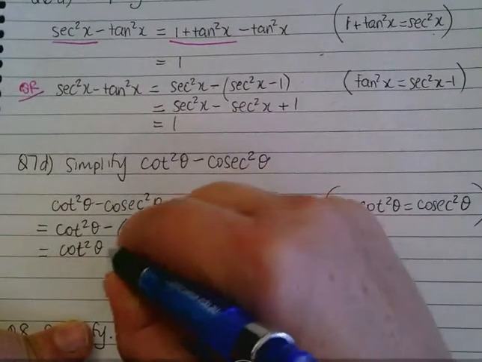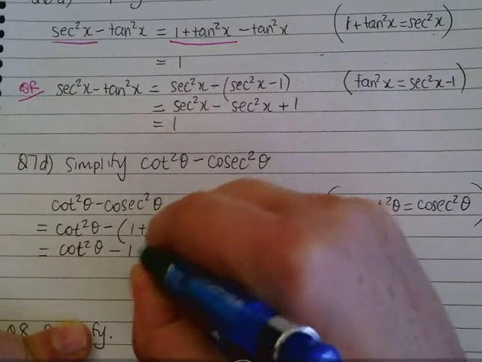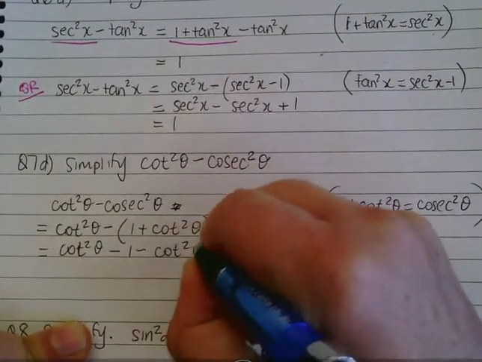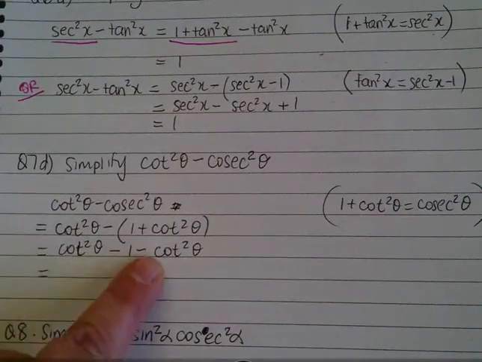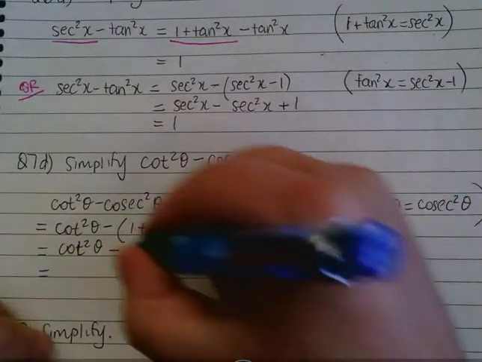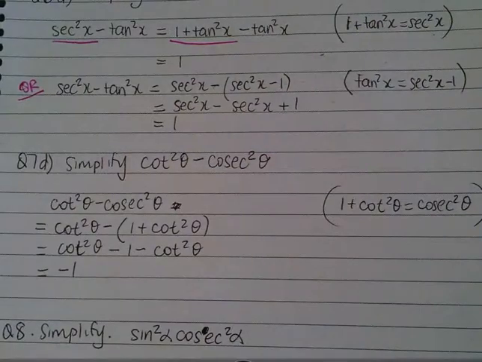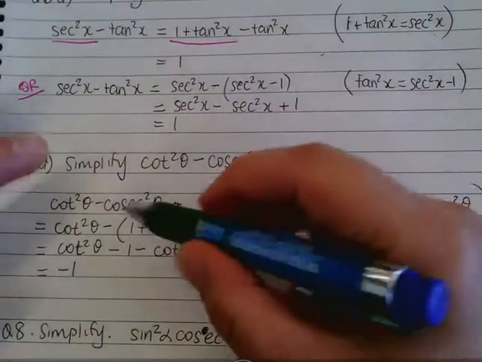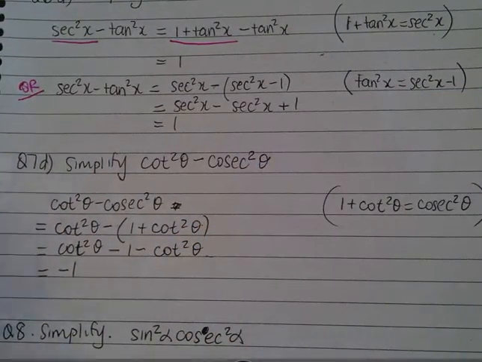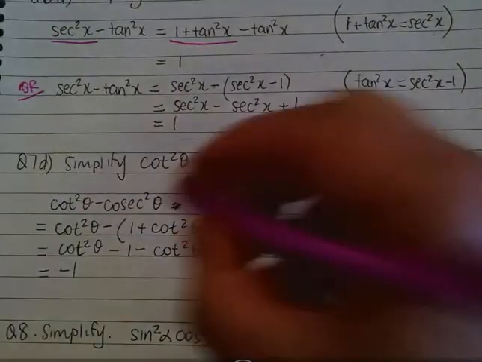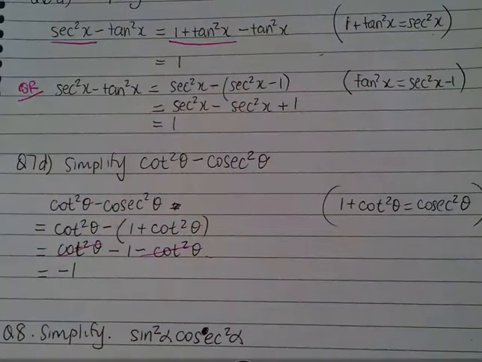So it's take away 1, take away cot squared theta. What is the answer, girls? Cot squared theta minus cot squared theta is 0. They cancel. Answer is -1. Okay? Please show all working. And what I mean by all working is write this line out and then expand it. Write that line out too. And then we can see that cot squared theta minus cot squared theta cancel.